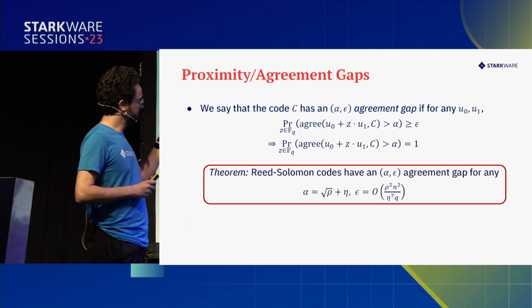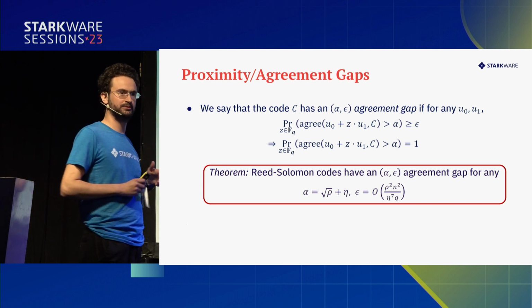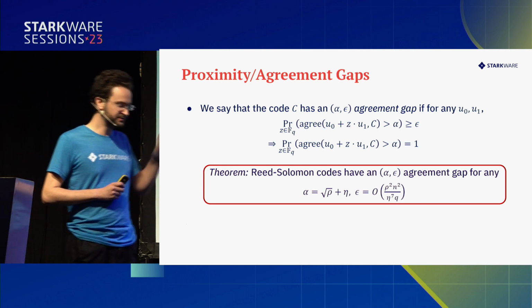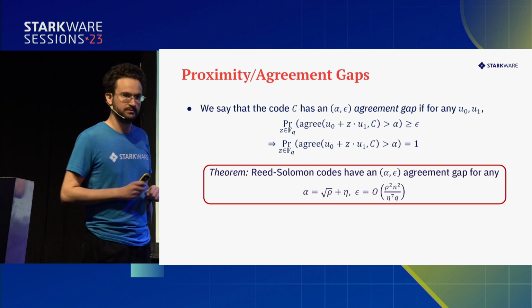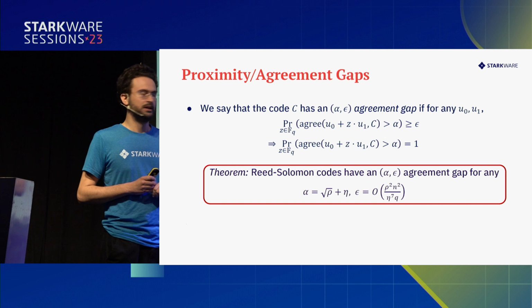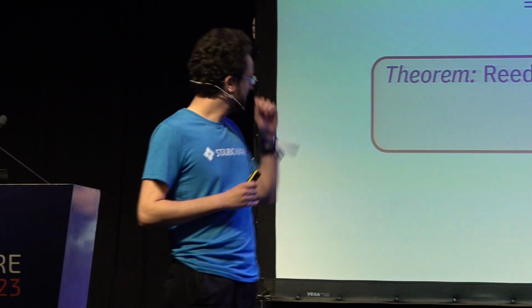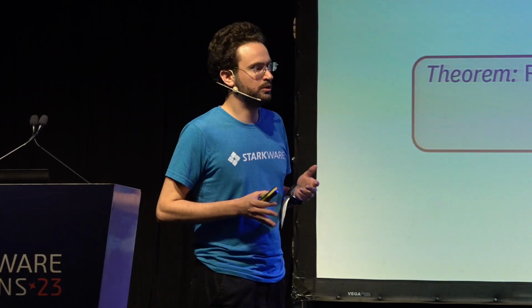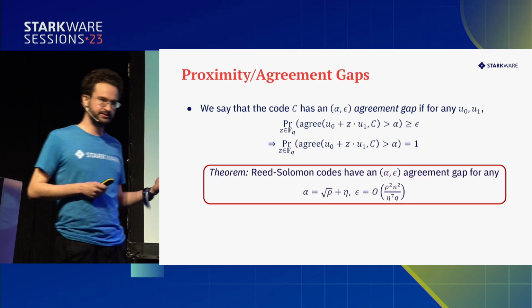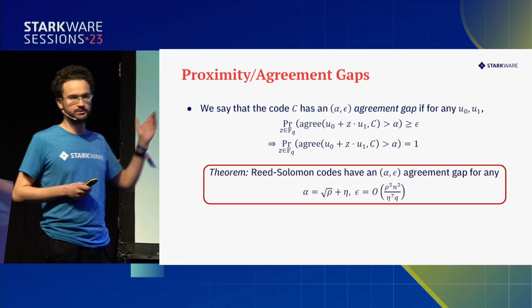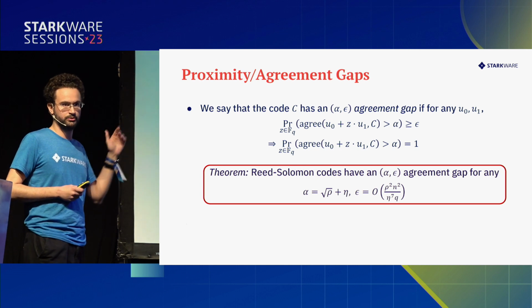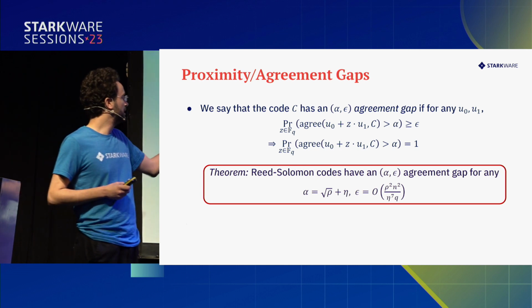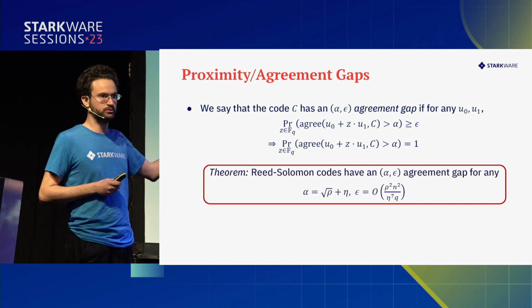And as Swastik showed, there was quite a lot of work building up to this thing, and this is the current state of the art. Yes? The proofs that appear in this paper rely on decoding algorithms and list decoding algorithms, specifically the Guruswami-Sudan list decoding algorithm for Reed-Solomon codes, and that's where the range comes from, the square root rho plus eta.